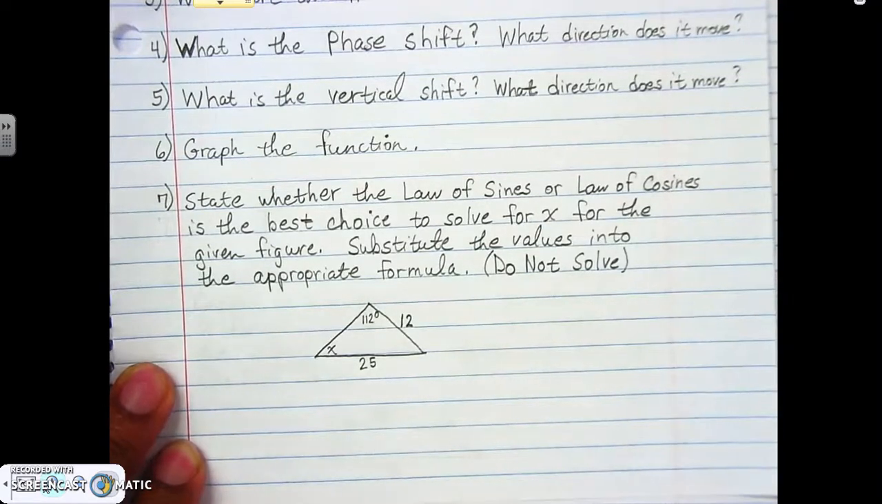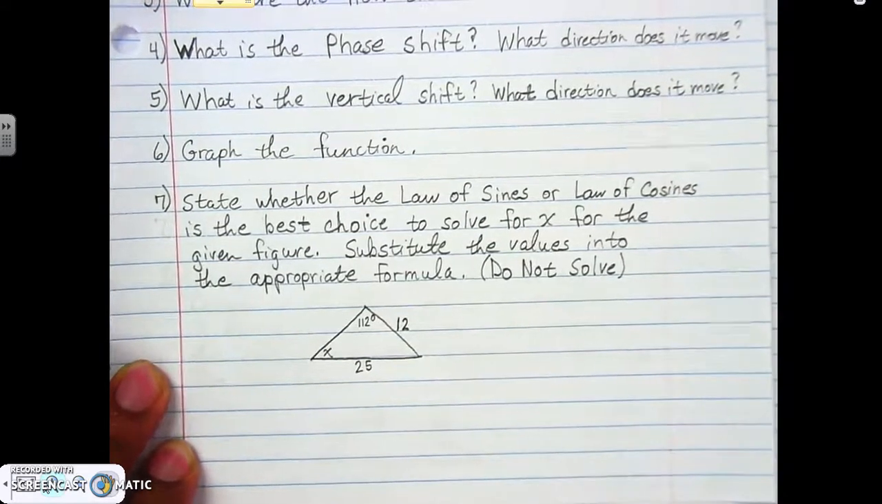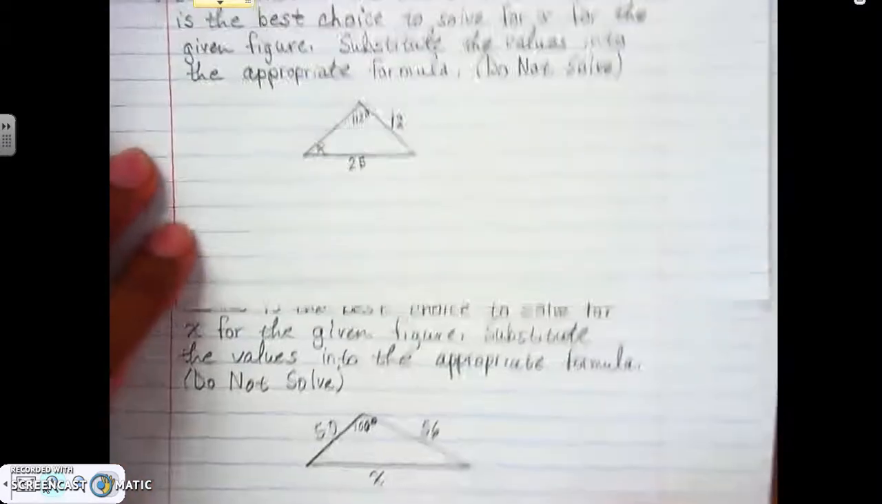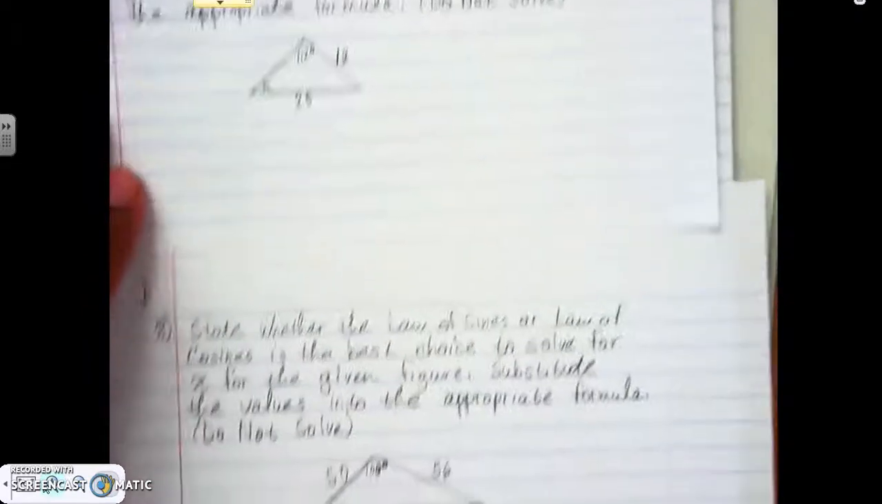Substitute the values into the appropriate formula. So once you figure out which one to use, law of sines or law of cosines, you are going to use the appropriate formula and fill the values in. But do not solve it out. In other words, don't do extra work, because it says don't solve it. All you're doing is putting numbers in. Same directions for number 8, just a different triangle. So let's go ahead and work on those.